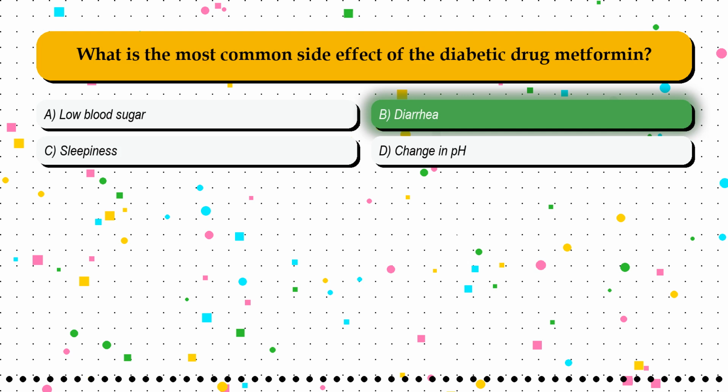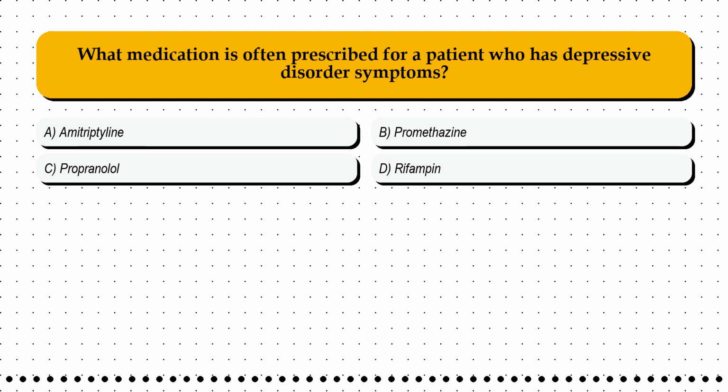The correct answer is option B, diarrhea. Question 24. What medication is often prescribed for a patient who has depressive disorder symptoms? Option A, amitriptyline. Option B, promethazine. Option C, propranolol. Option D, rifampin.